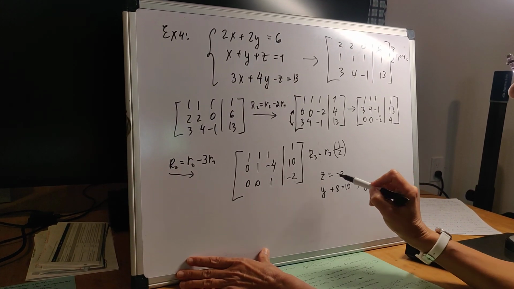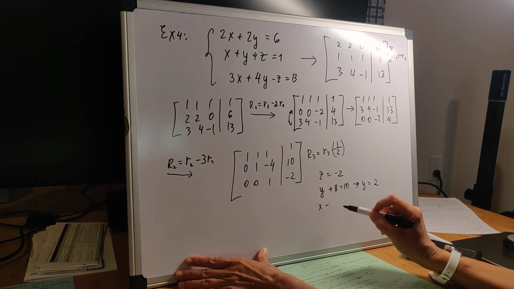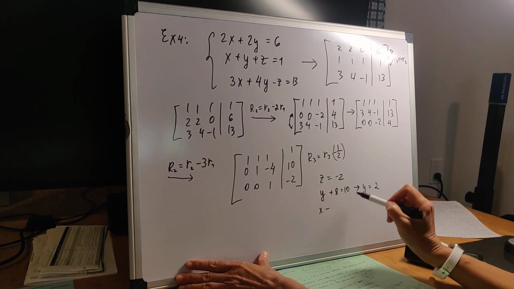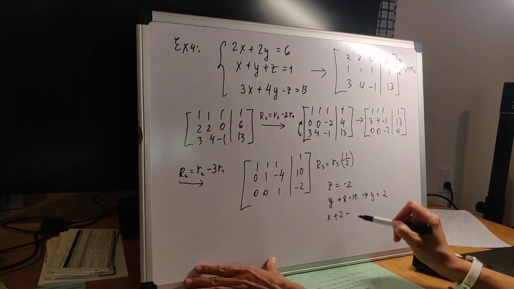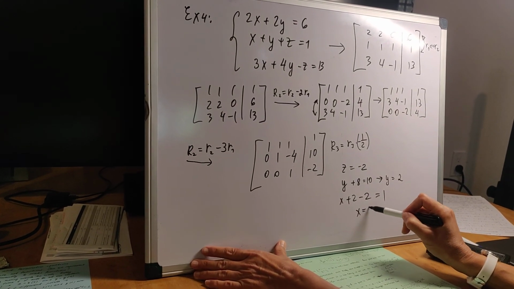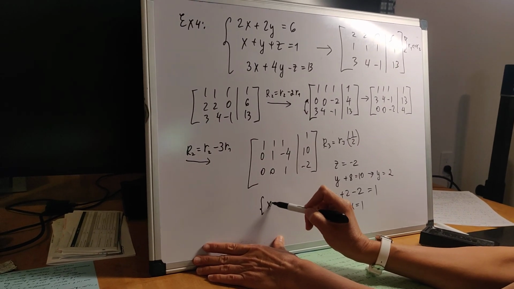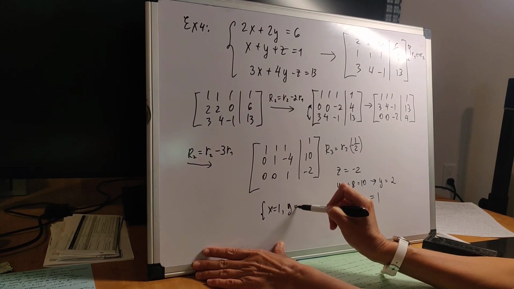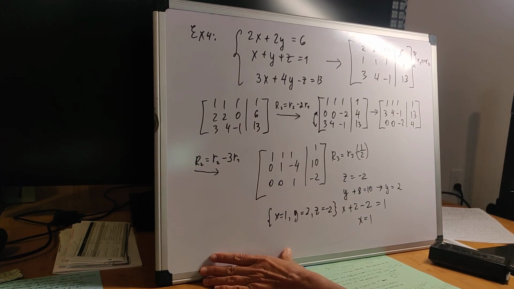Now I have z and y. I'm going to plug them into my first equation. That's x, and then plus y, which is equal to 2, plus z, which is equal to negative 2, minus 2 equals to 1. Well, I see that my x equals to 1, so I got my solution. My solution here is going to be x equals 1, y equals 2, and z equals negative 2. I solved the system.